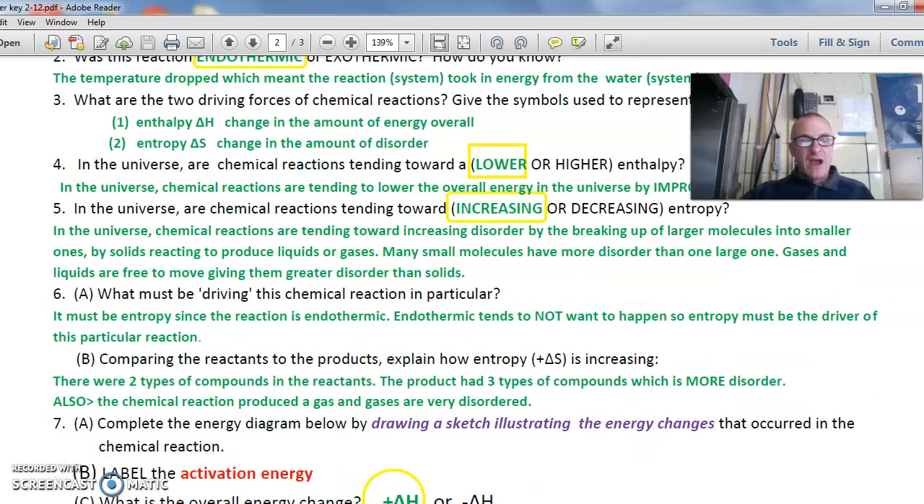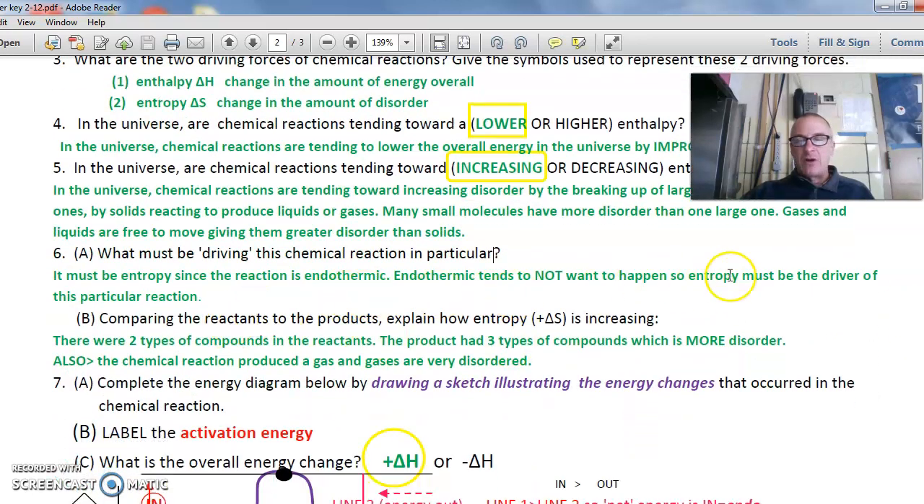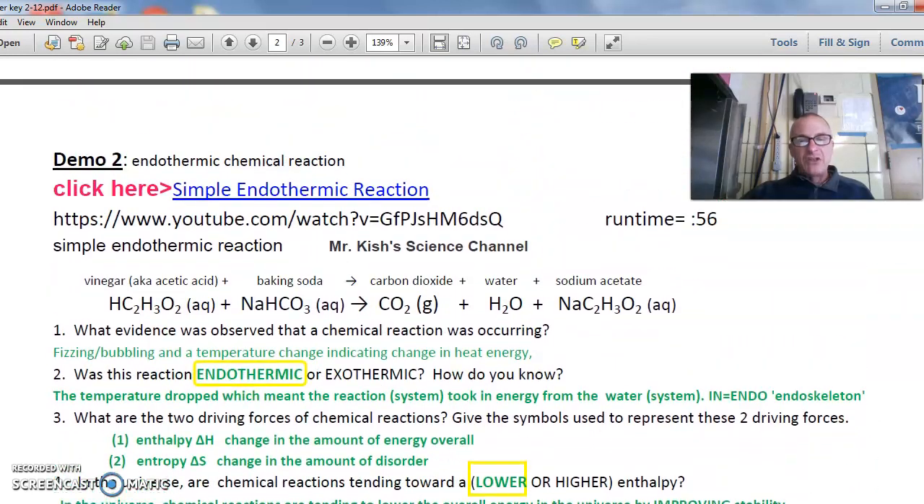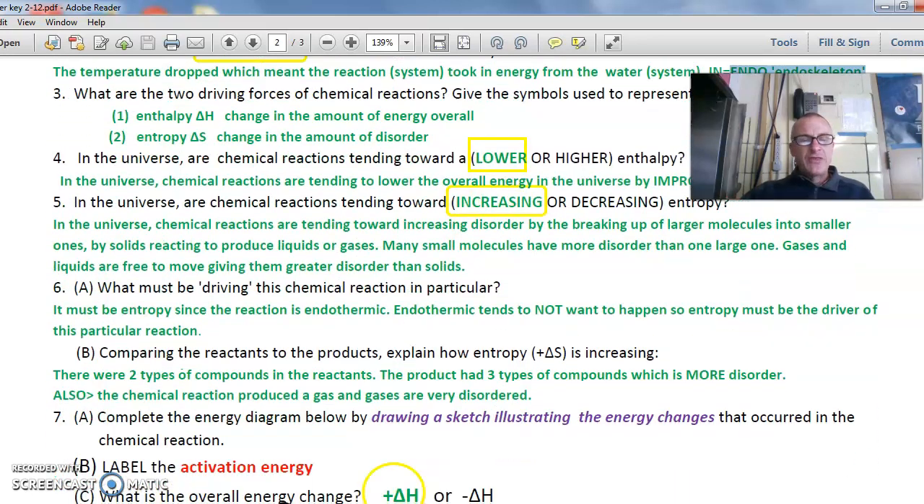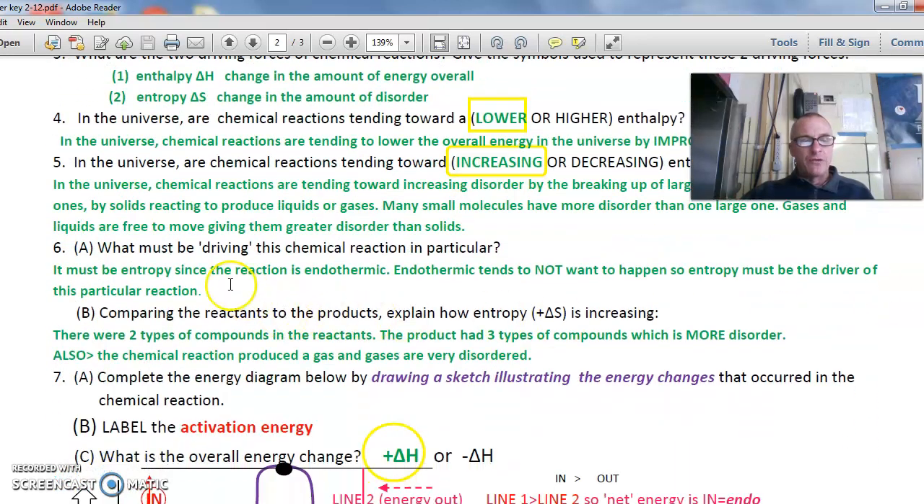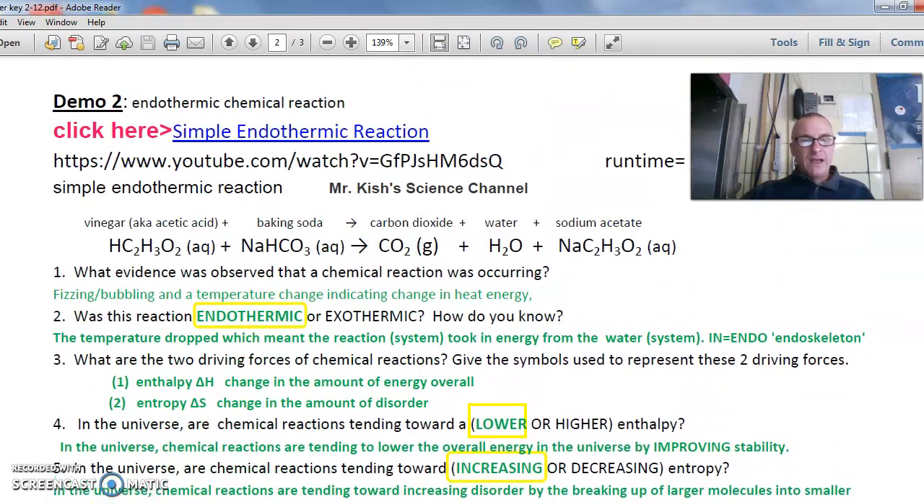What must be the driving force in this particular chemical reaction? Well, we just mentioned that this particular reaction is endothermic. Endothermic means that it really doesn't want to happen regarding enthalpy. So enthalpy must not be the driving force. It must be entropy. So entropy must be increasing. Well, it is. Take a look at this.